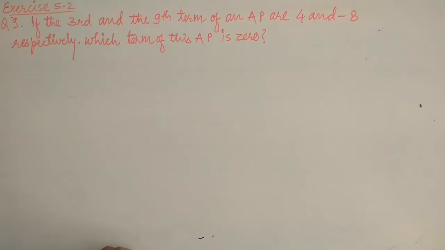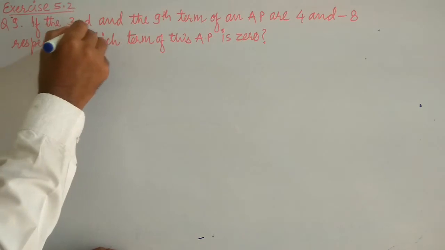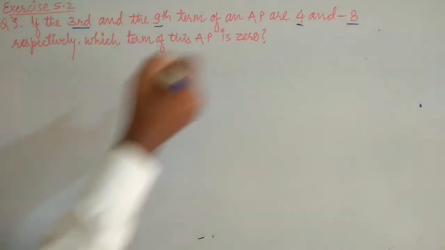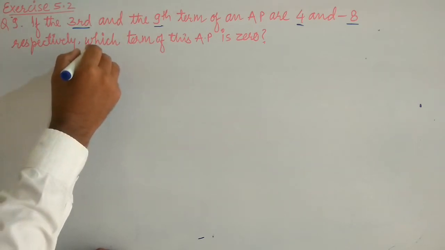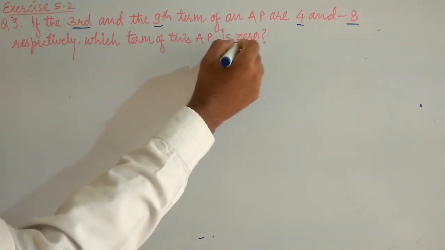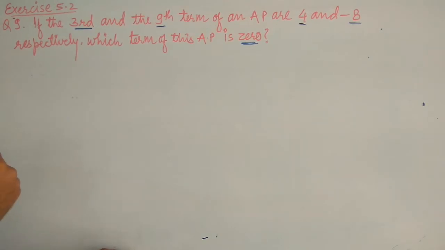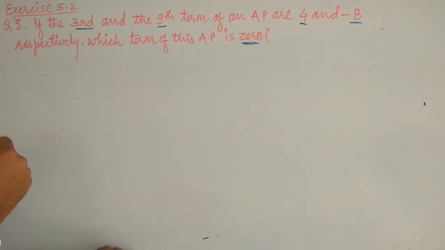Question number 9 of exercise 5.2. Here it is given that the third and ninth term of an AP are 4 and minus 8 and we have to find out which term of this AP is 0. So which term of this is going to be 0?